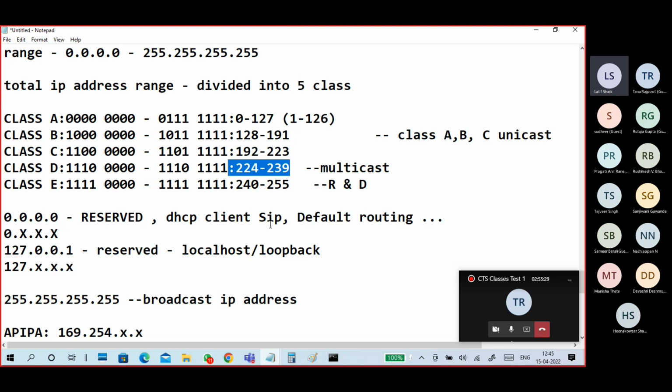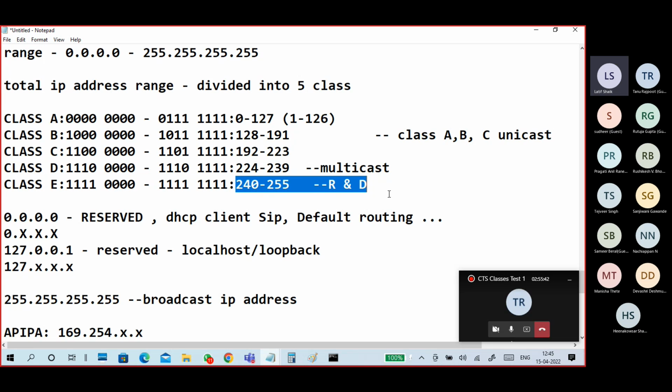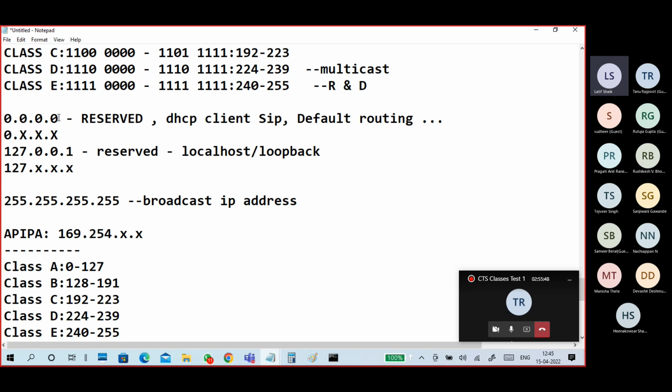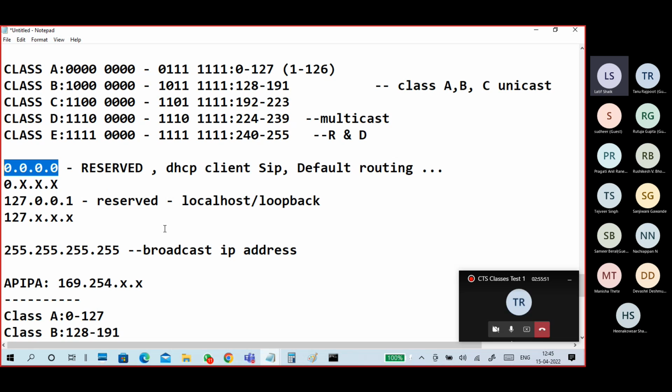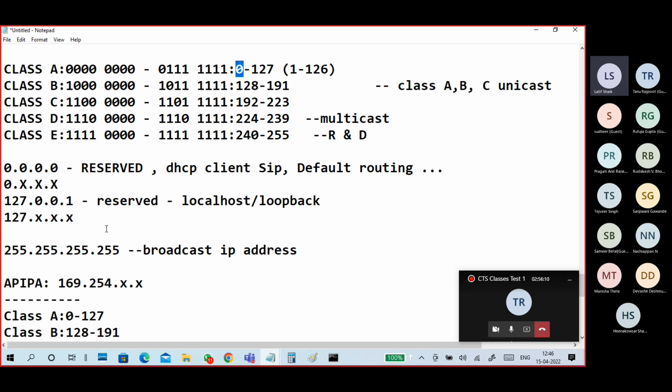Class D is used by certain services. We don't use it directly to assign IP addresses, but it is used for multicasting. Some protocols or certain services use it. Class E is R&D, maybe used for special purposes. Don't go for it. 0.0.0.0 is a reserved IP address for certain services, and we don't use IP addresses starting with 0. That's why in Class A, they use only addresses starting with 1. Next, 127.0.0.1 is also reserved for localhost and loopback.